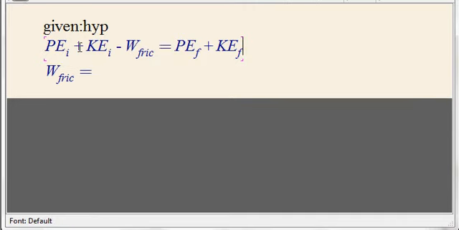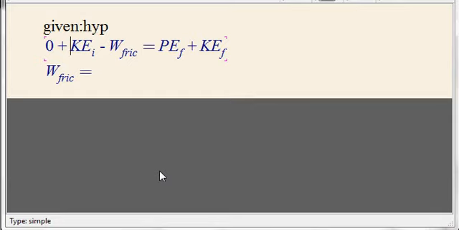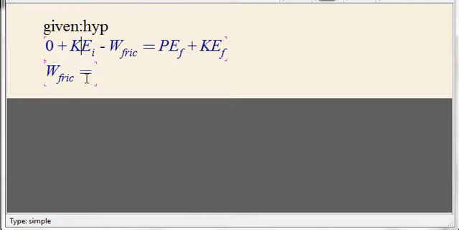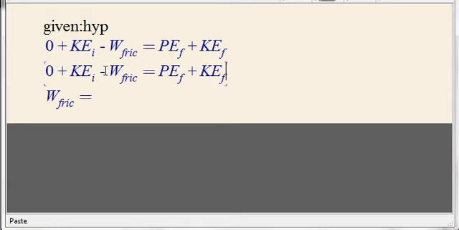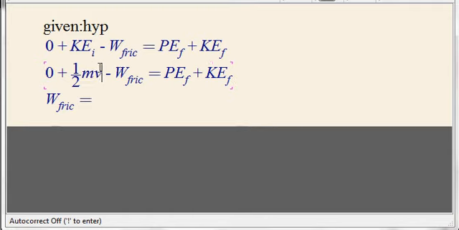So the initial potential energy is 0. It's at ground level. We can pick that as our ground level. The initial kinetic is given because you know the initial velocity and you know the mass. So let me go ahead and plug those in. So kinetic energy initial is 1/2 mv initial squared, all given.